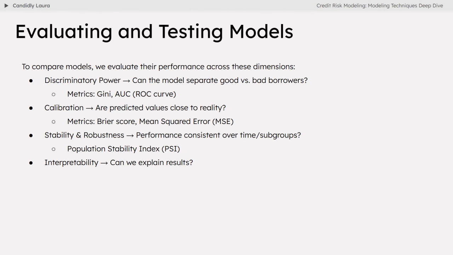A high PSI indicates significant drift and potential instability. 4. Interpretability. Can we explain how the model works? For regulatory models, especially under Basel or IFRS 9, interpretability is crucial. Then we select the model that gives you the best results across these dimensions, based on whichever dimension is most important for your use case.